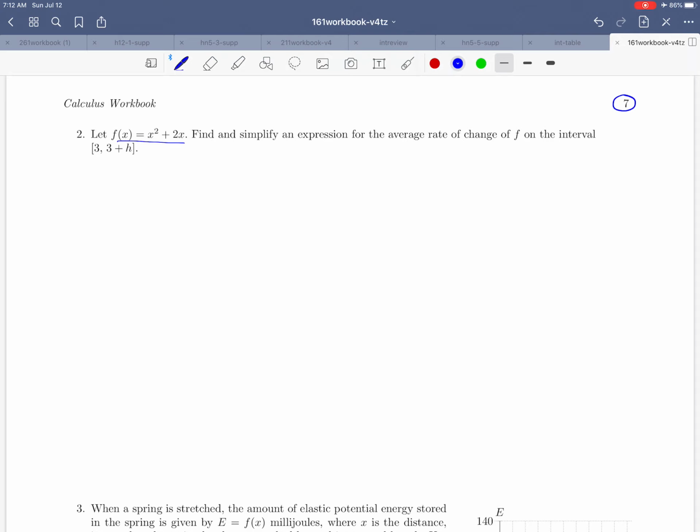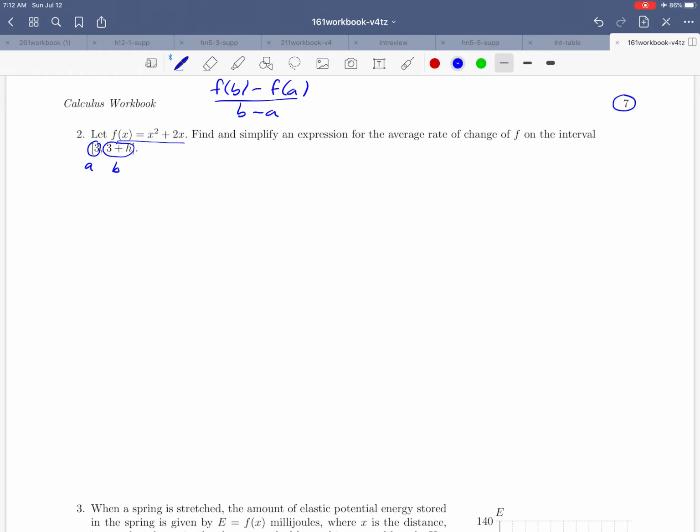We had a formula for it that looked like, I'm going to just write it down at the top of the page, f of b minus f of a over b minus a. And the a and the b were just the endpoints of our interval. So in this particular case, you can think of the 3 as being the a and the 3 plus h as being the b. We're just trying to find the slope between those 2 points.